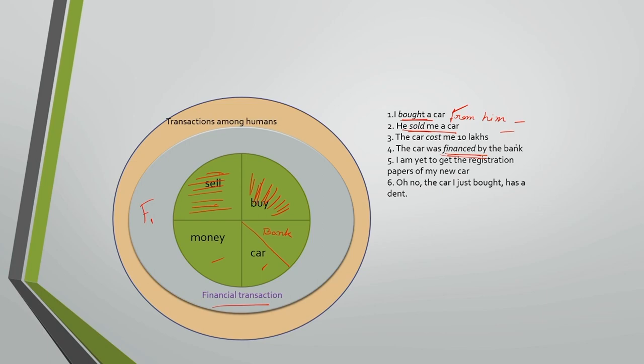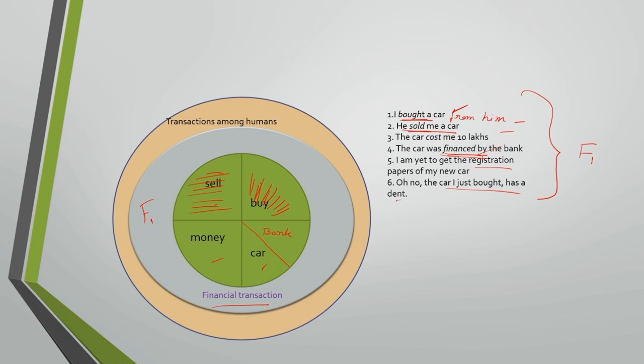And then we can similarly go to financed, and then there is registration, and so many things. The car I just bought has a dent. Why is this sentence a sad thing? Because a new car shouldn't have a dent. So, basically all these sentences are part of the bigger frame, which we are calling frame 1. Now, financial transaction is just one kind of transaction that humans are engaged in.